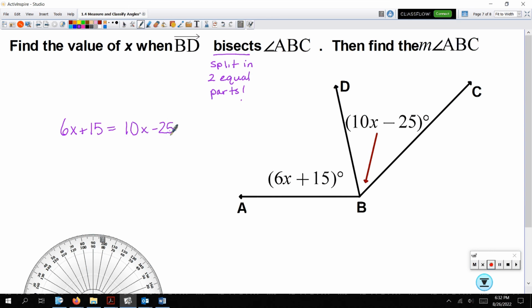Whenever you get stuff on both sides, I always like to move my letters to the left. I told you that. You do what you got to do. Just make sure you don't mess it up. Don't move everything to one side, then your little scale is going to be all messed up. So minus 10x. That gives me negative 4x plus 15 equals negative 25. Subtract 15. Negative 4x is equal to negative 40.